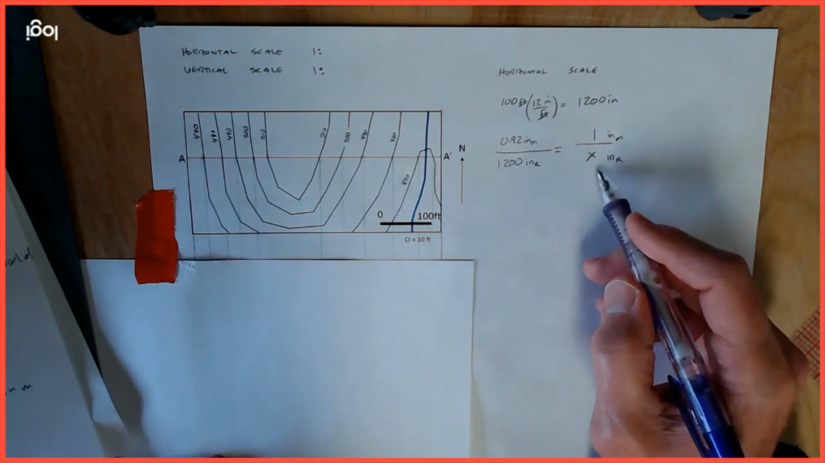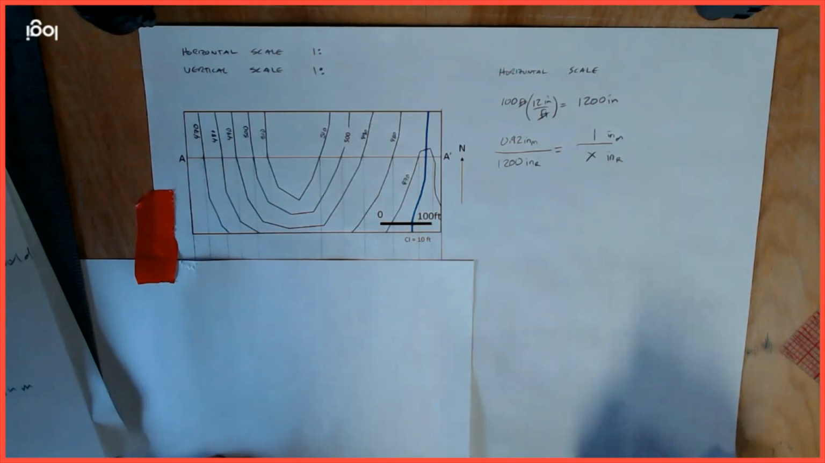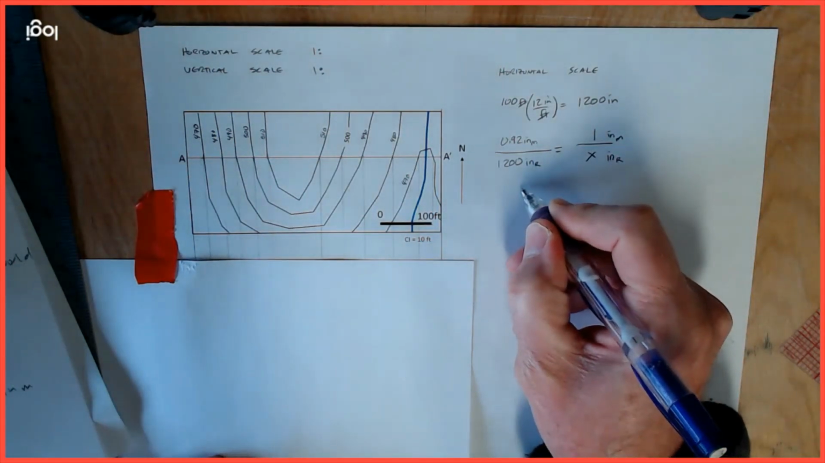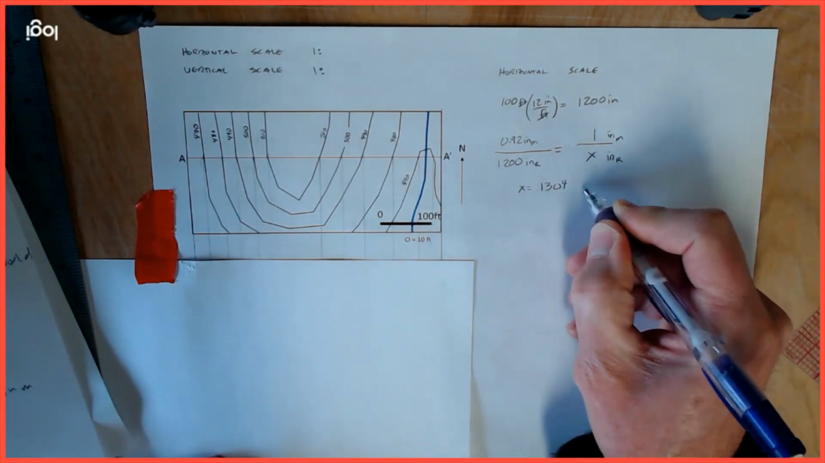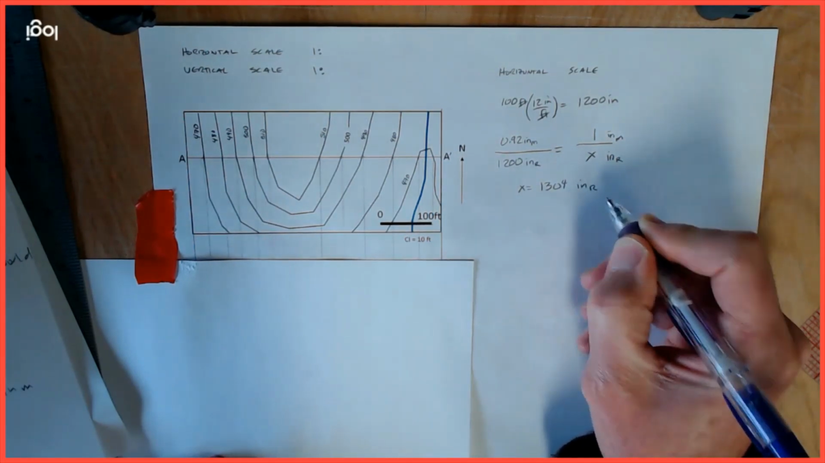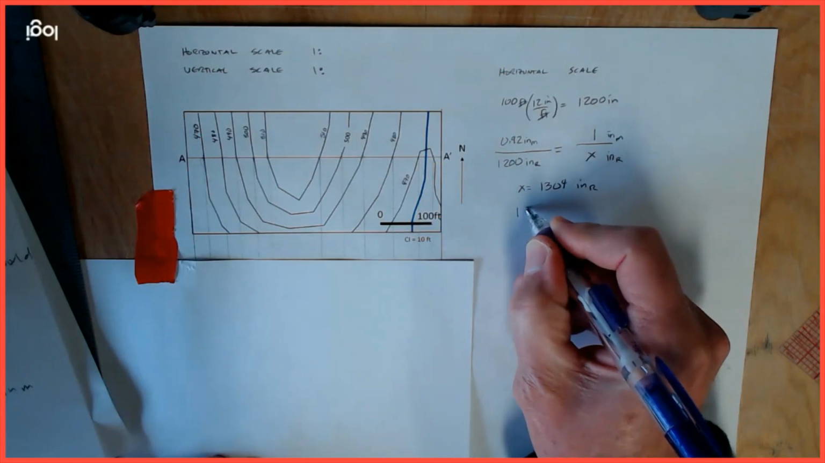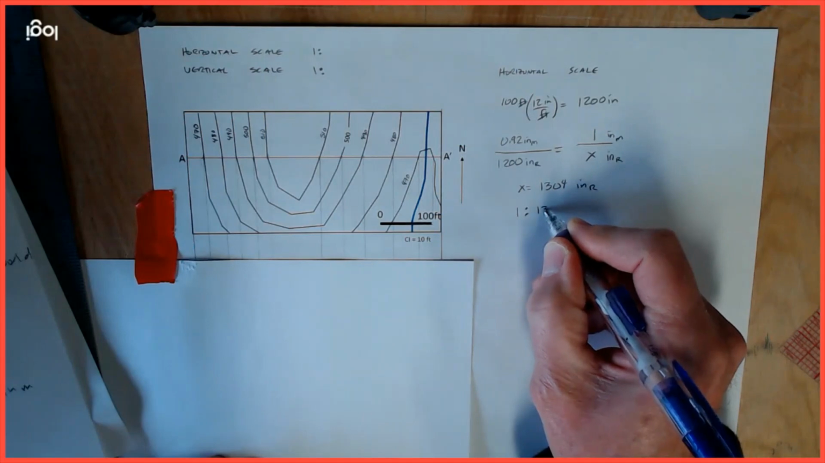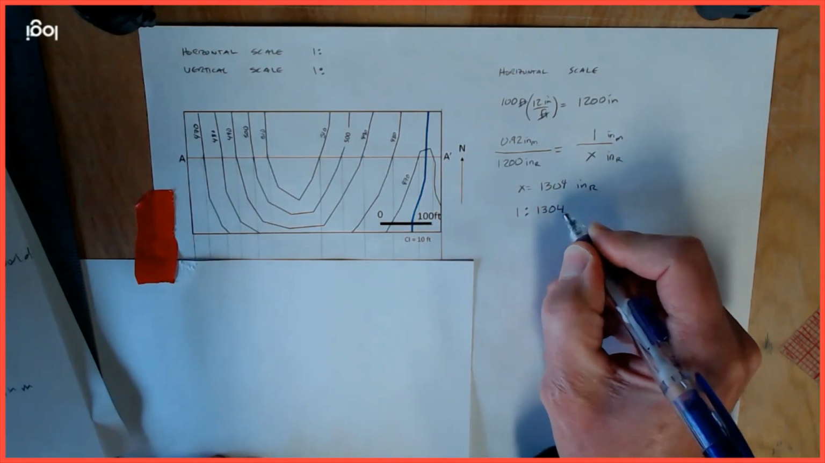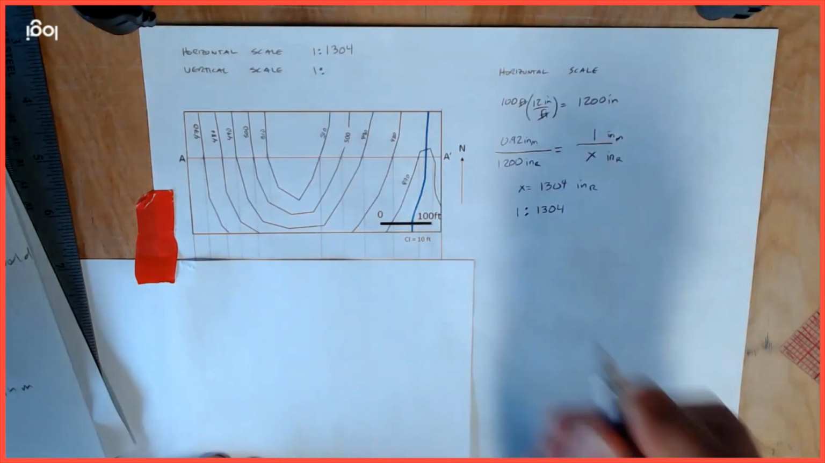So now when we cross multiply and solve for x, we're going to get 1200 divided by 0.92, and we solve for x, and x equals 1,304 inches in the real world. So there is x. That means that our scale is 1 to 1,304. So there is our horizontal scale, 1 to 1,304.